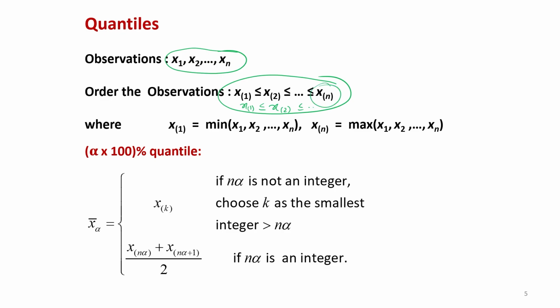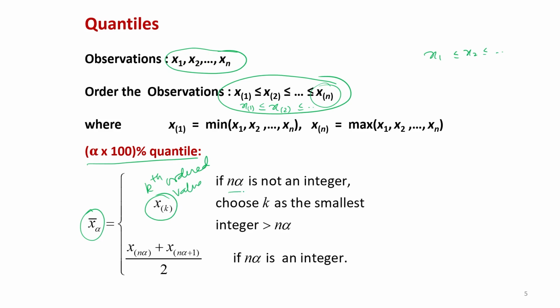So what are these things? As I told you in the last lecture, whatever my data is, we arrange it into increasing order. Then the minimum value is the first ordered value, the maximum value is the nth ordered value, and in between there are other values. With this notation, the alpha into 100% quantile, say x bar alpha, is defined as the kth ordered value.